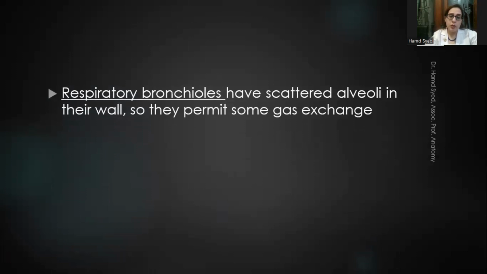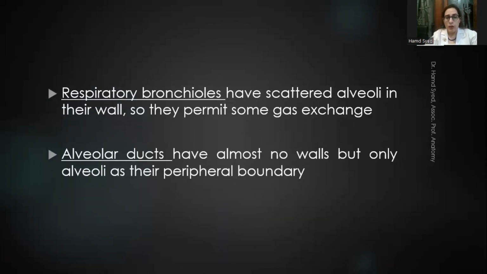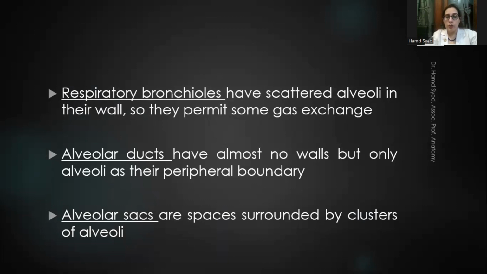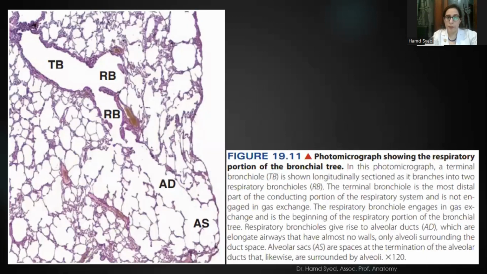We talked about respiratory bronchioles, that they have scattered alveoli in their wall, and that permits some gas exchange. We also mentioned the alveolar ducts that have almost no walls, but only alveoli as their peripheral boundary. And then the alveolar sacs, which are spaces surrounded by clusters of alveoli.